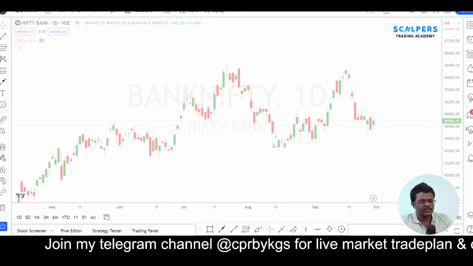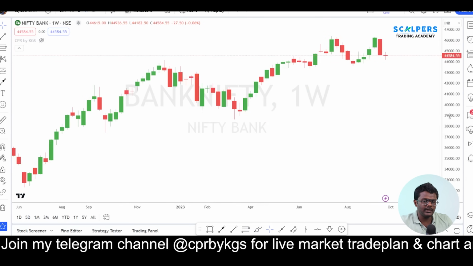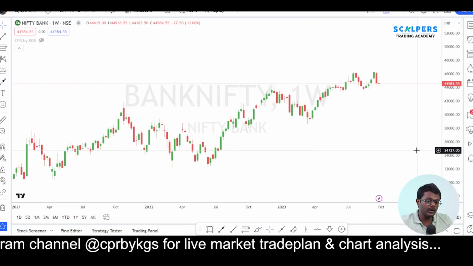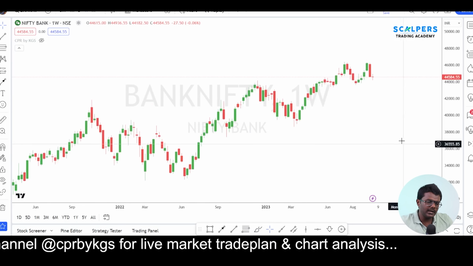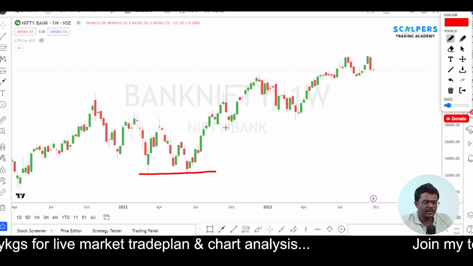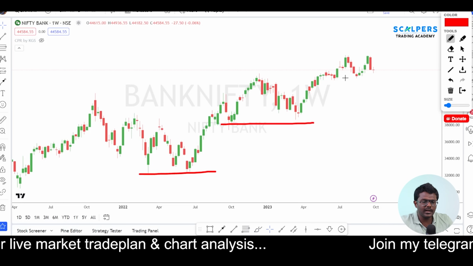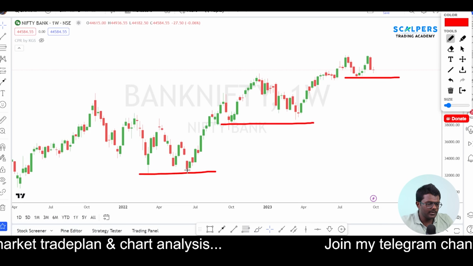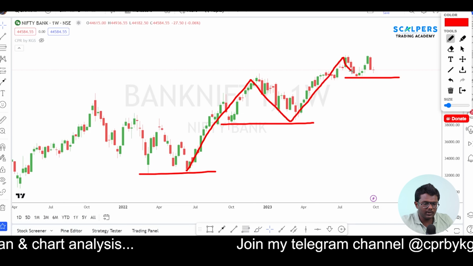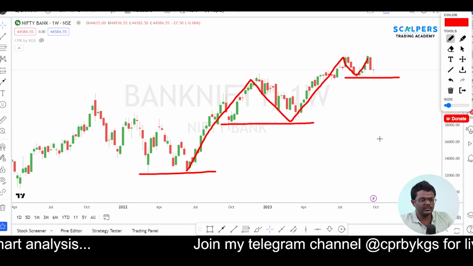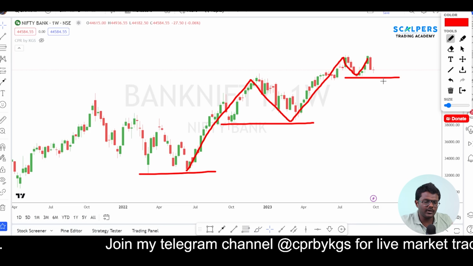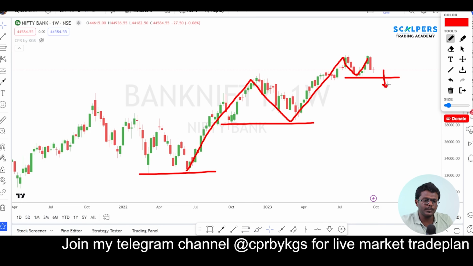So let me start with the weekly chart of Banknifty. As per the weekly chart, what we can say is Banknifty is in an uptrend because we are having repeated higher lows, right? So these are some repeated higher lows. From here Banknifty went up, it came down, again it went up, again it came down. So considering this structure, Banknifty looks bullish as far as this level is not broken.